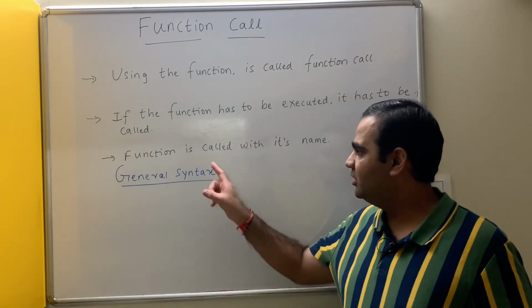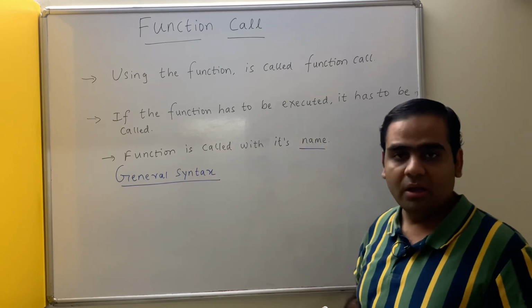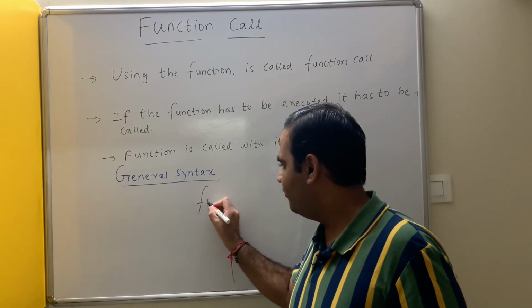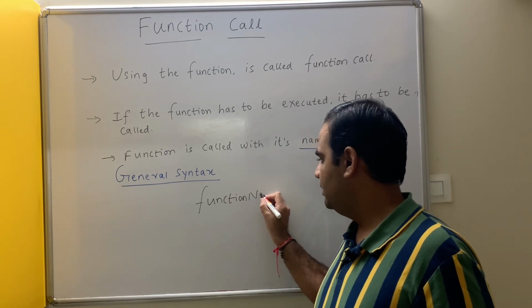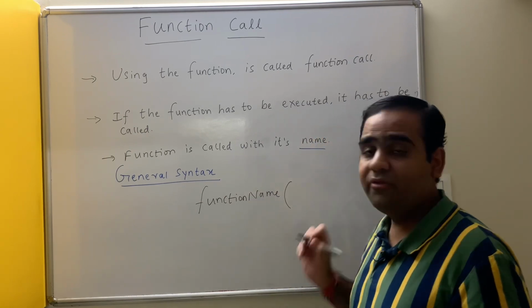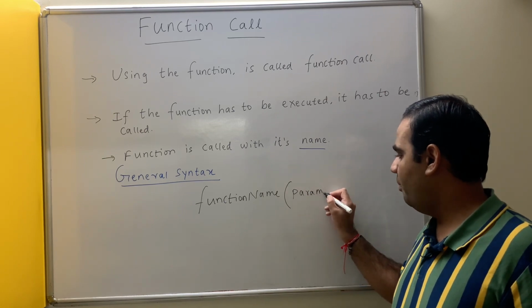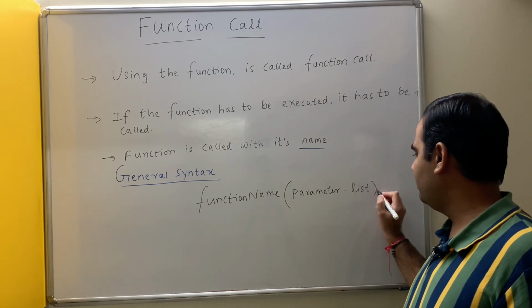Now how do we call the function? A function is called with its name, with the function name. There is a general syntax for it. What we write? We write the function name and here we write the parameter list separated by comma.